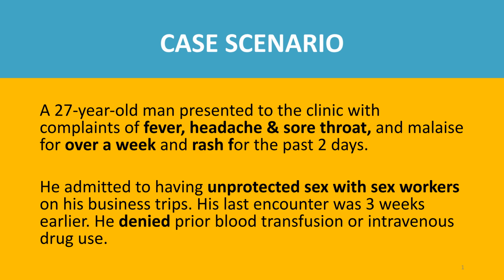The constellation of symptoms, fever, malaise, sore throat, and rash, are classic features of the acute phase of HIV infection. This represents the body's initial immune response to the virus. The patient's risk factors, particularly unprotected sexual contact, significantly increase the likelihood of HIV transmission. As we progress through this lecture, keep this case in mind.